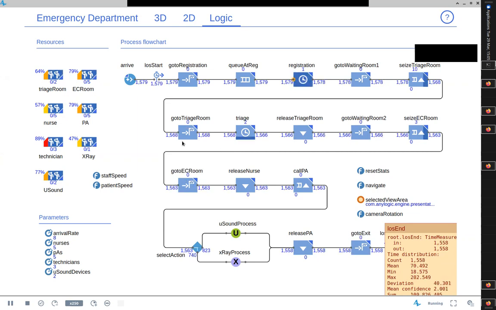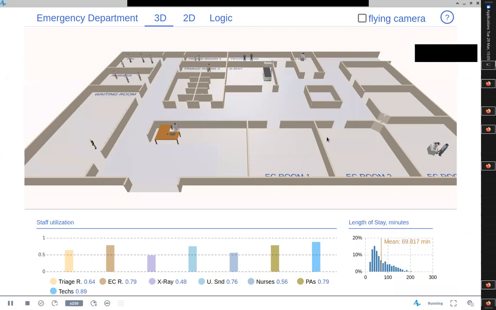Integrated with all of this is a physical movement. So go to triage room might bring someone within the 3D view to a triage room where they're examined, one of these two triage rooms, et cetera. And by playing this out over time, you can start to get a sense of the dynamics that are induced. Take a look at this length of stay, for example. What this is indicating is that most people wait a small amount of time, but there's some need here, a little bit over 1 hour, but some people are staying here well over 3 hours, just a long tail, indicating how long it takes to get seen.